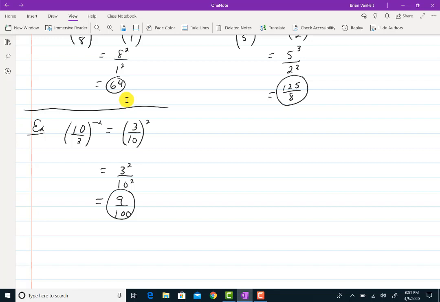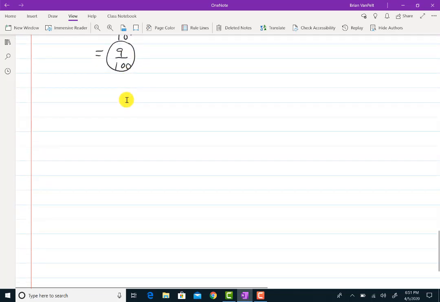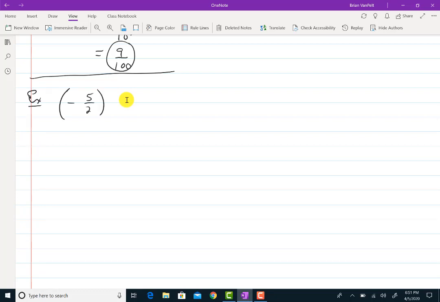And the negative shouldn't make much of a difference in front of the numbers. This usually is what causes students a lot of problems. Let me show you what I'm talking about. I have negative 5 halves, all that is raised to the negative 3 power.